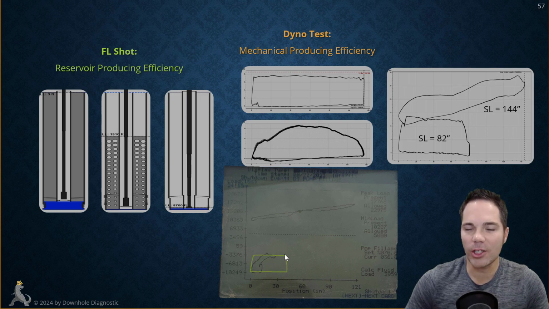This is what the card actually looked like when the well was pumping. So I saw that, I turned the well on, and the pump went to 100%, and it had about 35 to 40 inches of downhole stroke length. But still, that's terrible. Right?